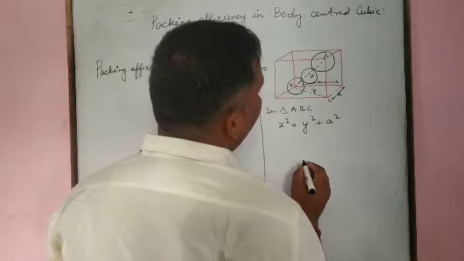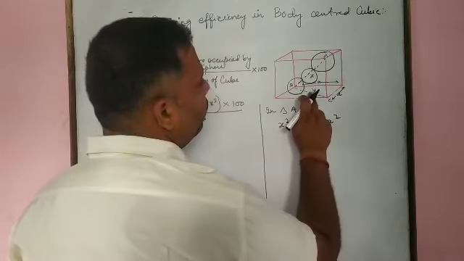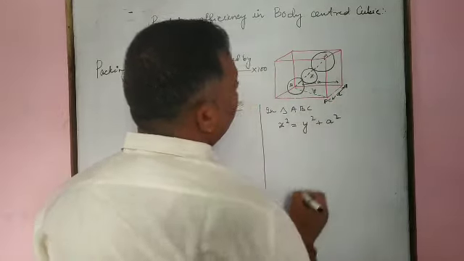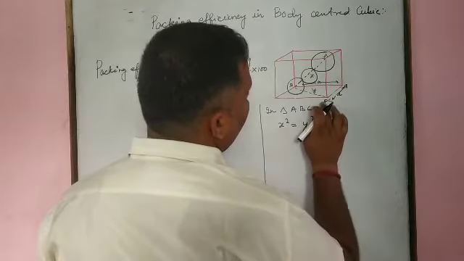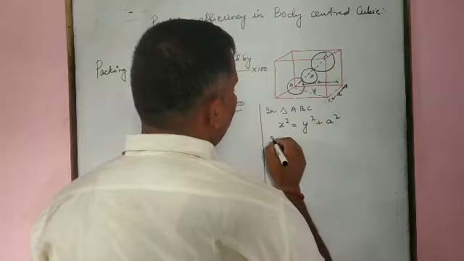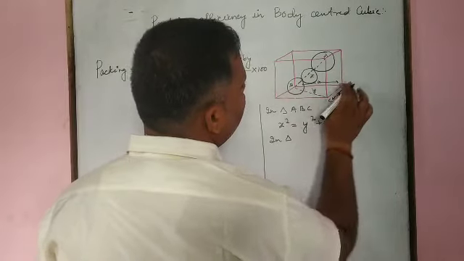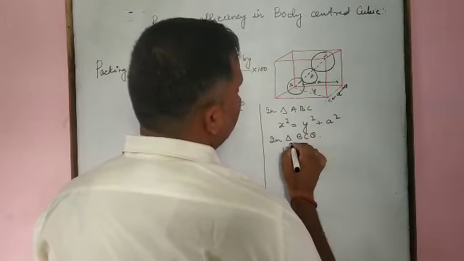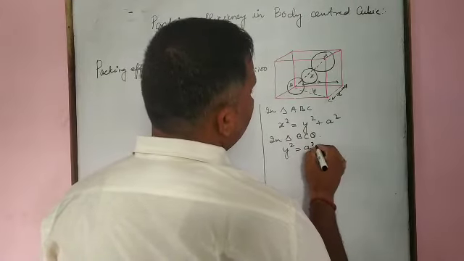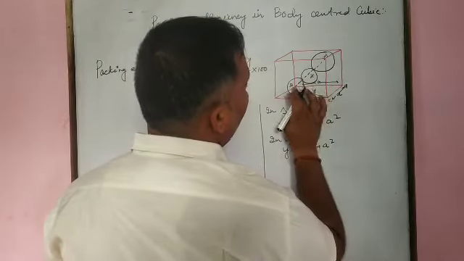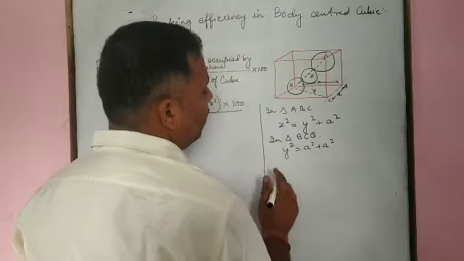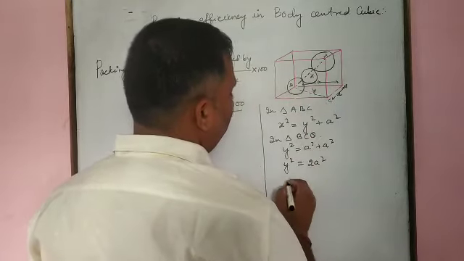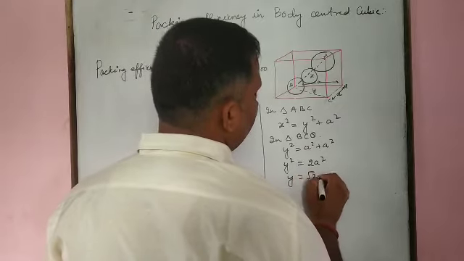what we know? We know y square in triangle BCQ. In triangle BCQ, what we have? y square is equal to a square plus a square. Then y square is equal to 2a square, or y is equal to root 2 a.